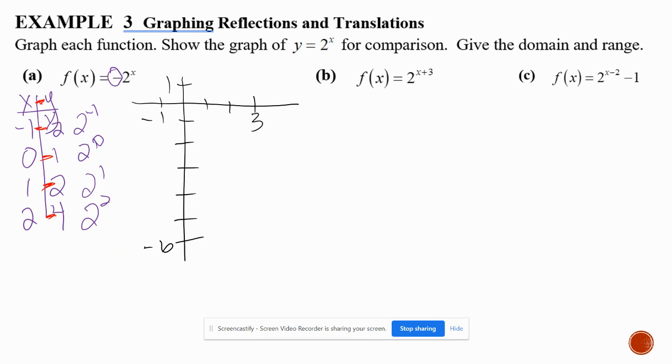Green this time. Negative 1, negative half. 0, negative 1. 1, negative 2. 2, negative 4.